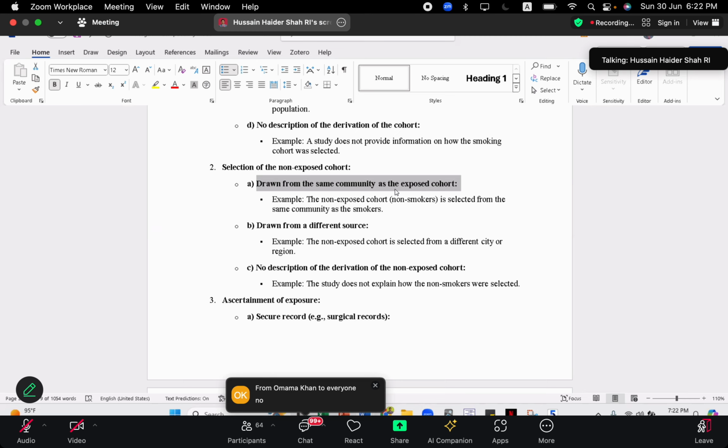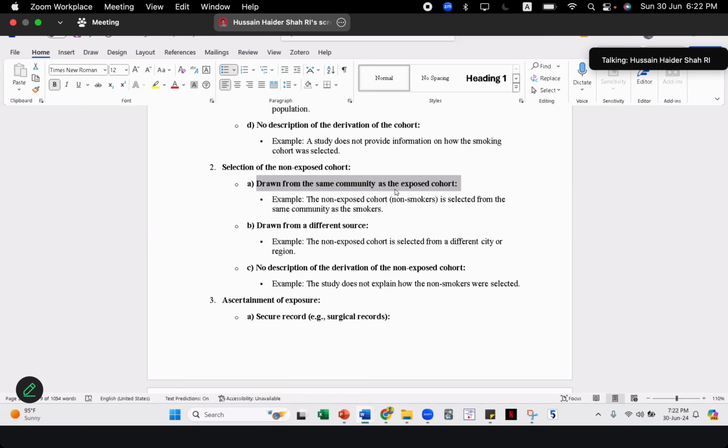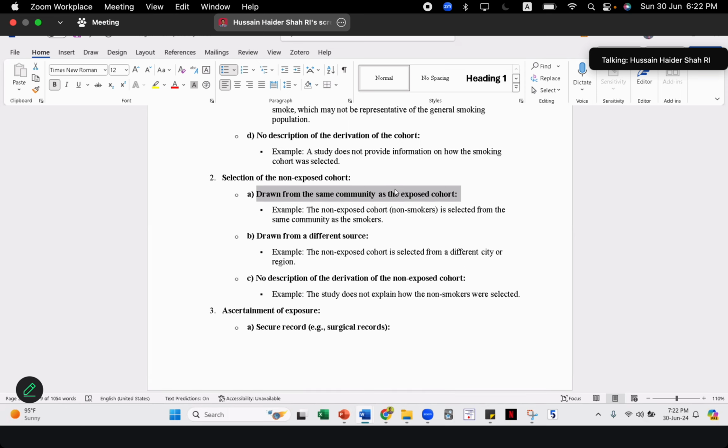So we have to make sure that the exposed cohort and the non-exposed cohort are drawn from the same community. Not just me, but the person who is conducting the cohort study. I am just assessing his cohort study. It is not my cohort study. I am supposed to include that study in my meta-analysis. So if I am including that article in my meta-analysis, I have to make sure that he has done his job correctly. Do you understand it up till now?